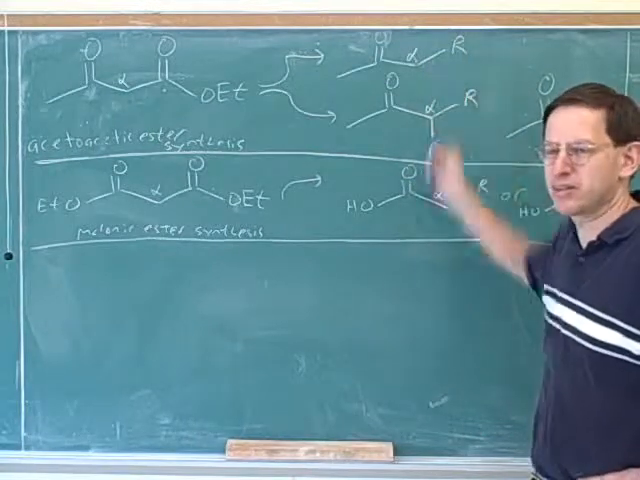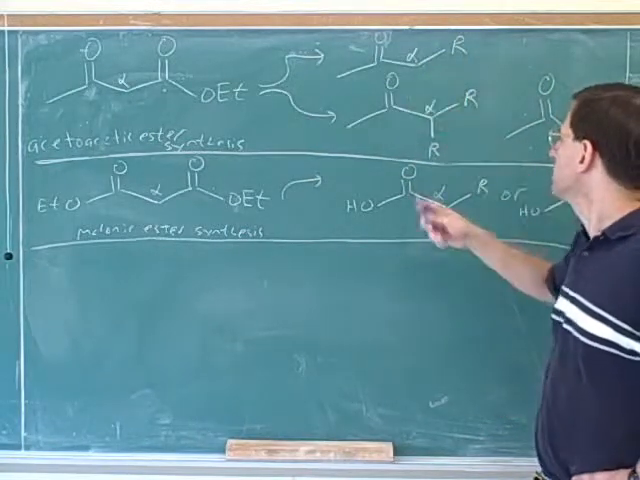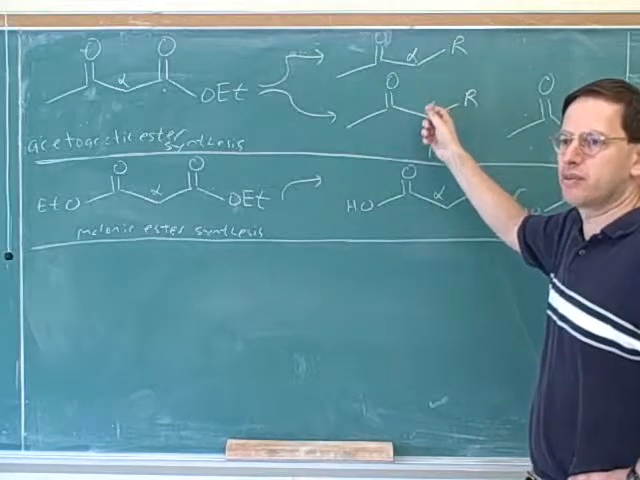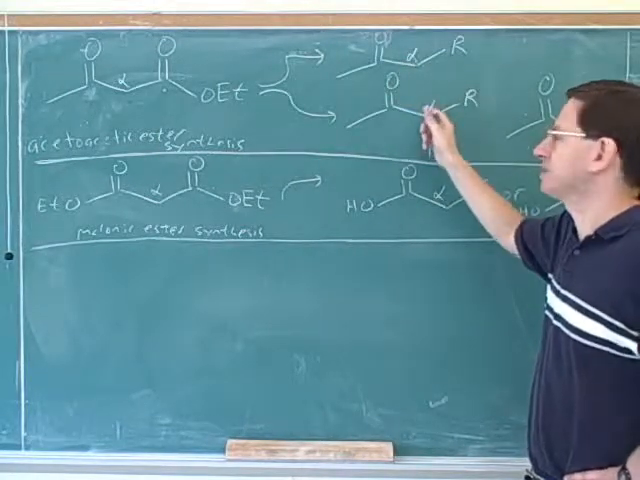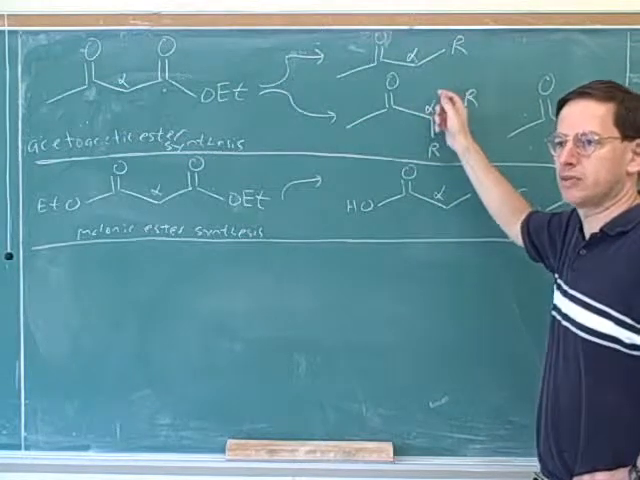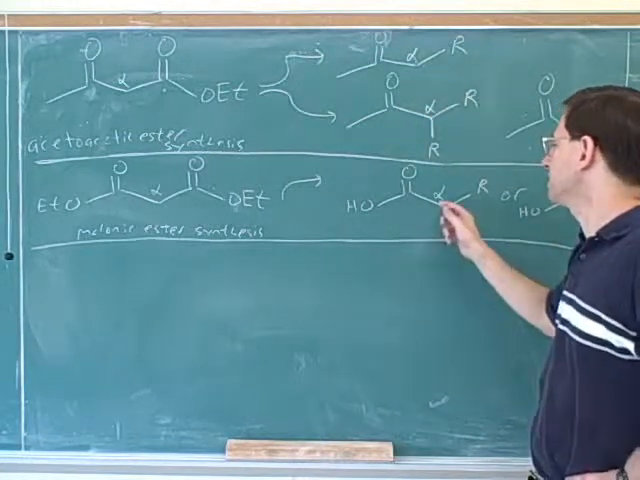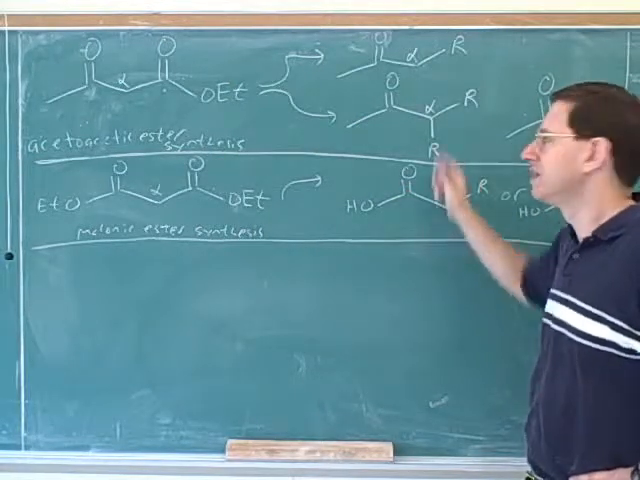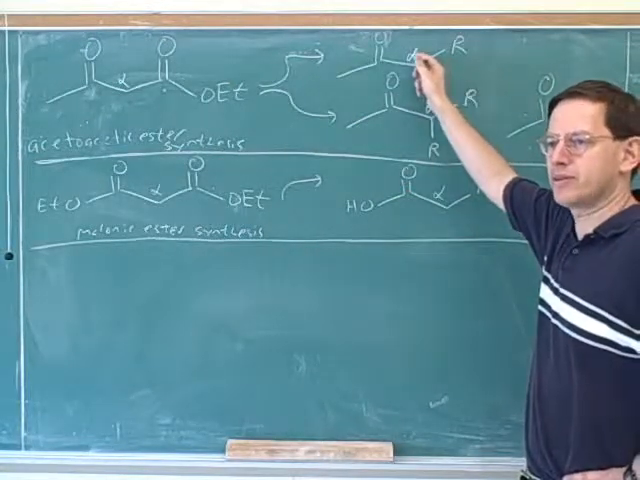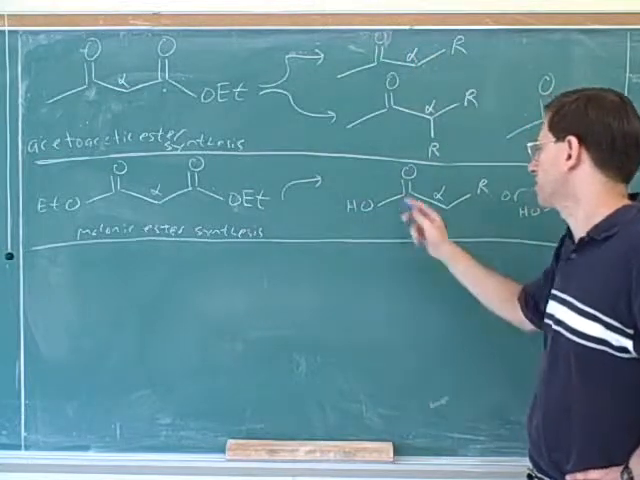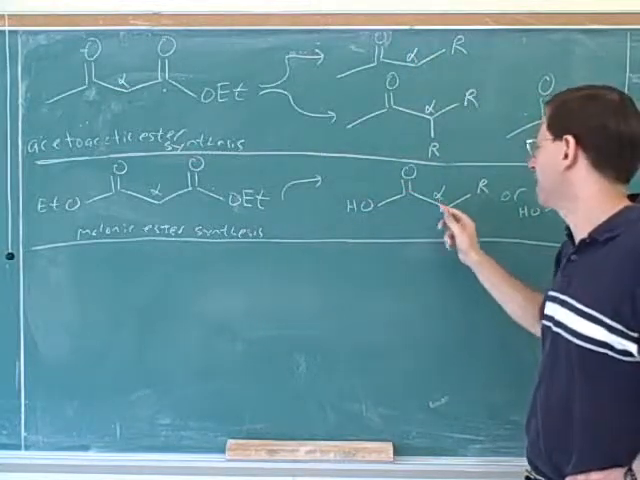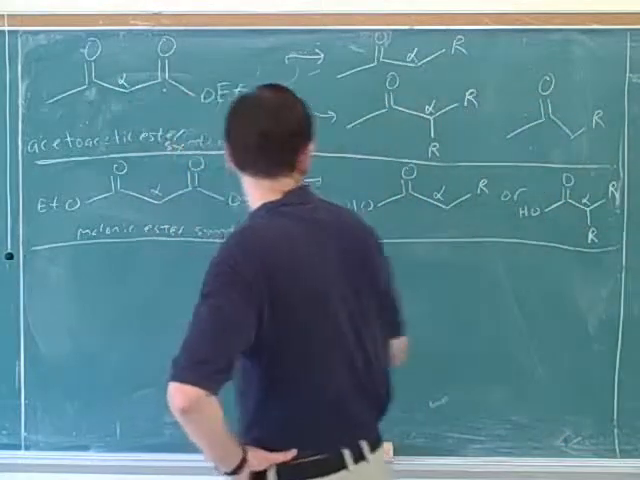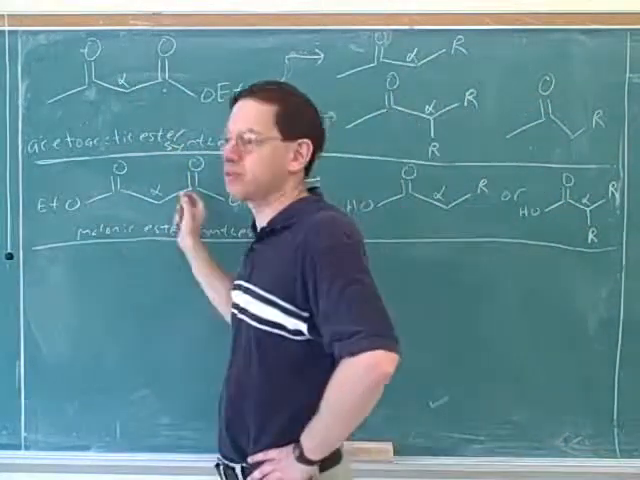So it's important to compare these two. So when do you use this? You use this when you want to substitute the alpha carbon in a ketone. This is a good way to form a ketone with a substituted alpha carbon. And this is a good way to form a carboxylic acid with a substituted alpha carbon. So if you want to end up with a ketone, start with a ketone and an ester. But if you want to end up with a carboxylic acid, start with two esters.